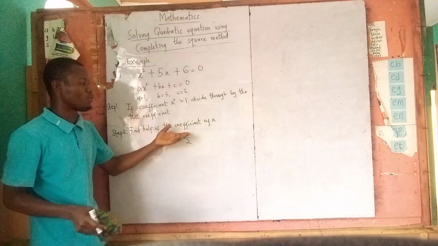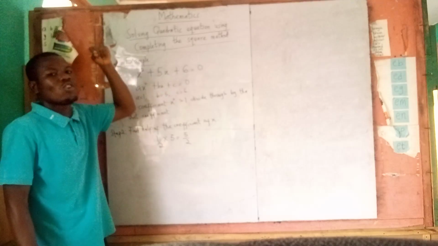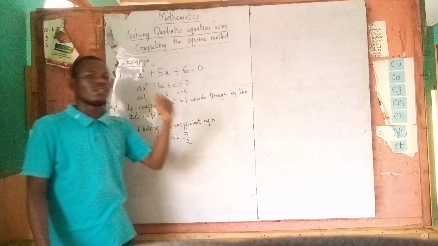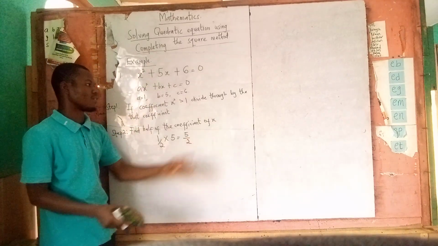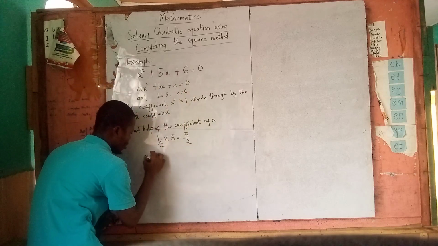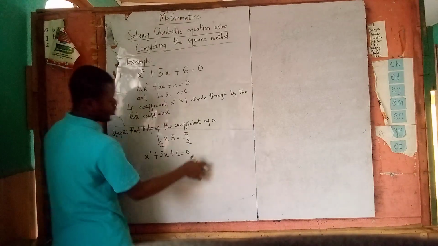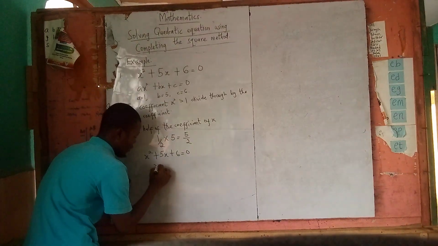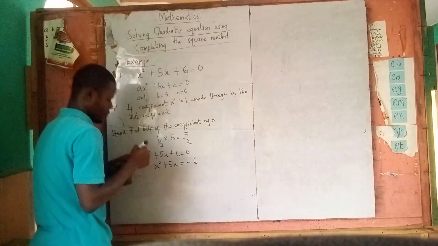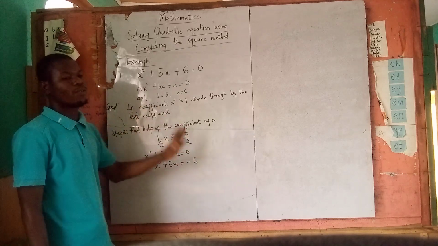So the second step is to find half of whatever you have as the coefficient of x. In our case, you have 5, so half of 5 is 5 over 2, that is 2.5. Next, we bring this question, x squared plus 5x plus 6 is equal to 0, and move the constant to the other side. You have x squared plus 5x is equal to minus 6. Half of 5 is 5 over 2.